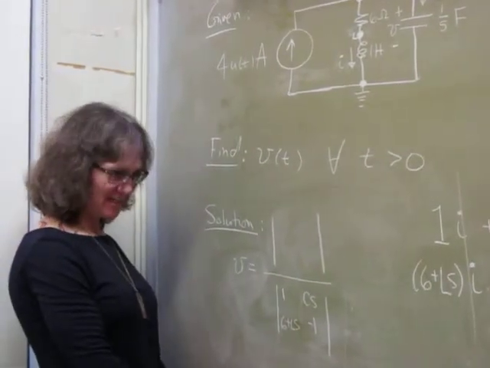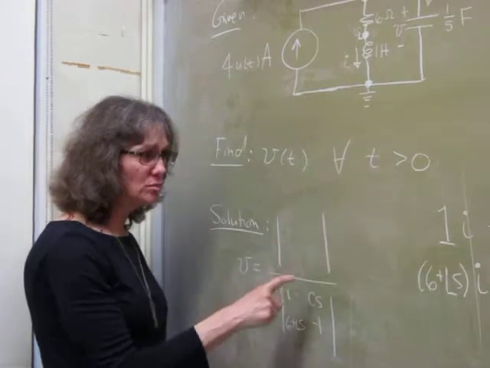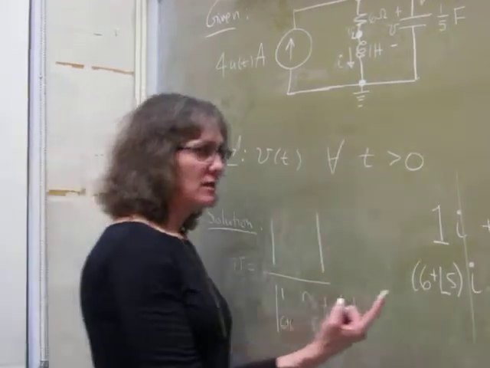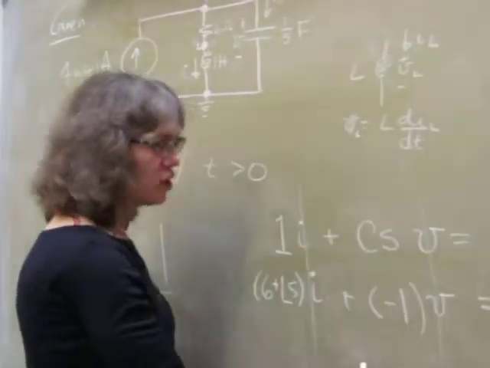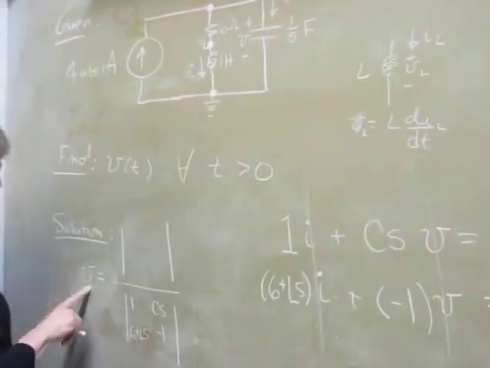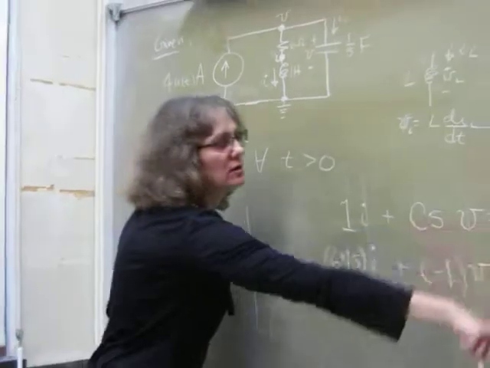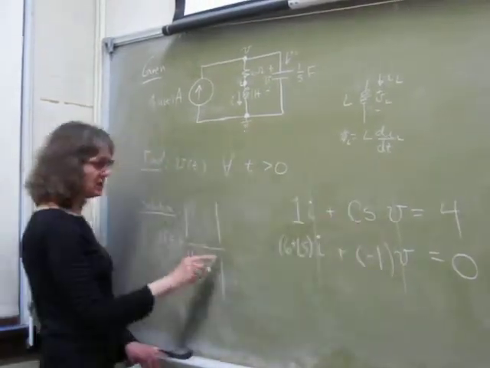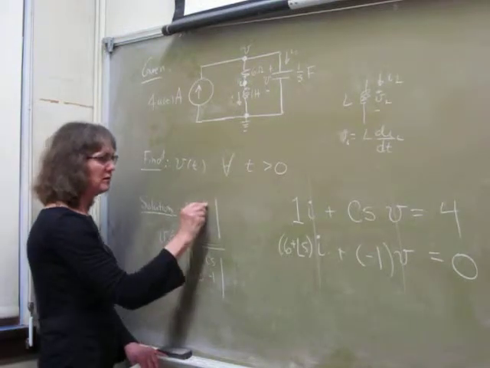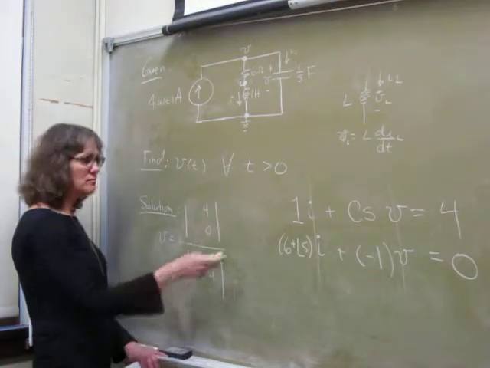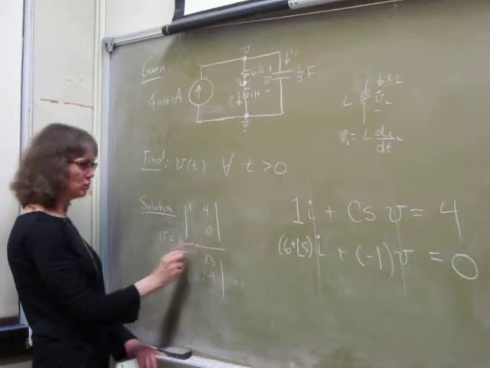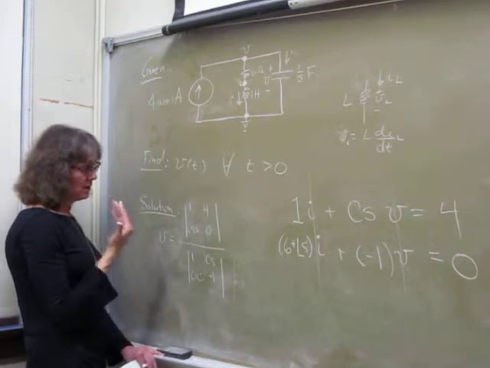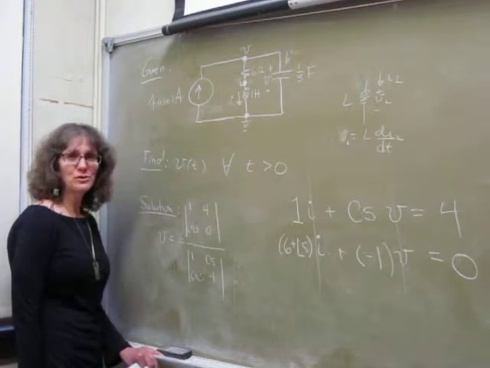The determinant in the numerator is going to look almost the same, but we're going to replace the coefficients of the unknown that I'm looking for with the constant terms. So the coefficients of V, instead of CS and minus 1, 4 and 0. And then you leave the other one the same. So 1 and 6 plus LS. All right. There's my second order differential equation.